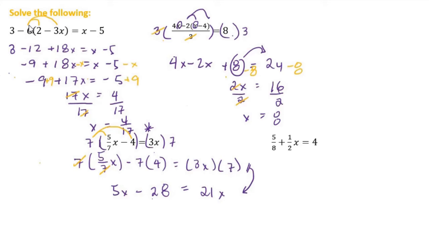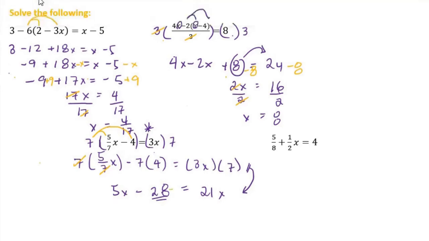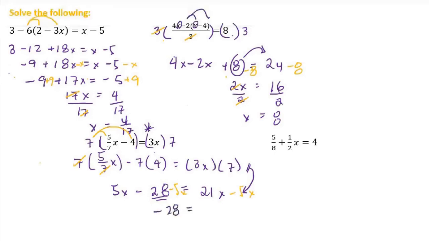Well, I notice here that the negative 28 is already by itself. It's the only term without an x. It's on the left-hand side. So why don't we move that 5x over to the right? It's positive 5x, so I'm going to subtract 5x from the left-hand side and from the right-hand side. So I have negative 28 is equal to 21x minus 5x, or 16x. The only thing left for me to do is to divide both sides by 16.